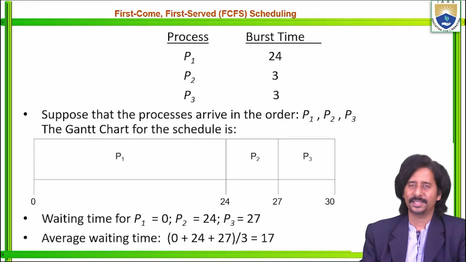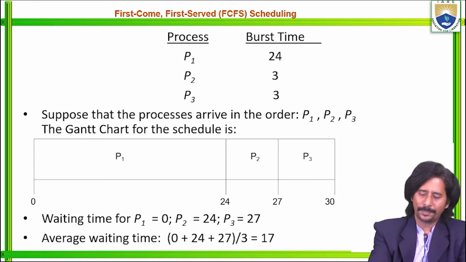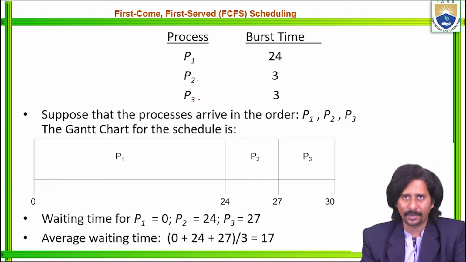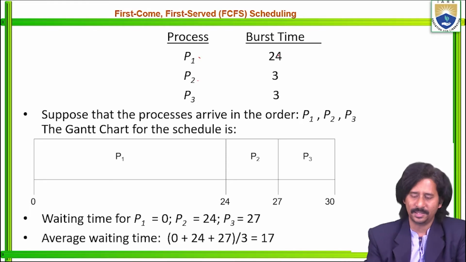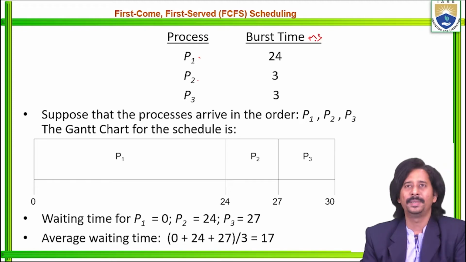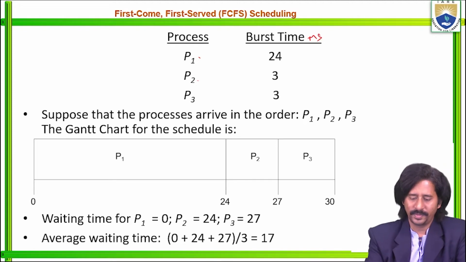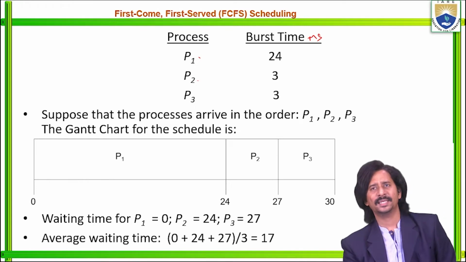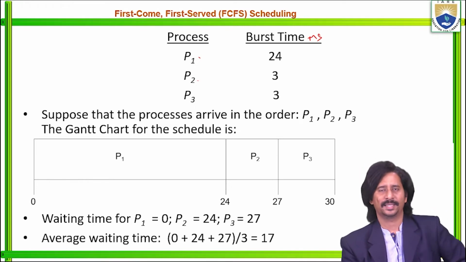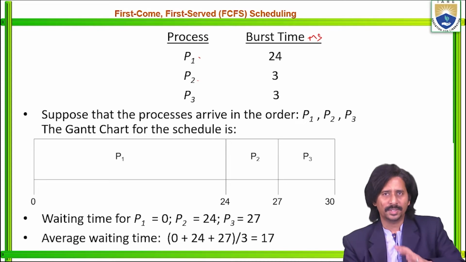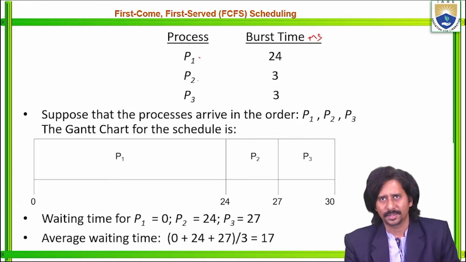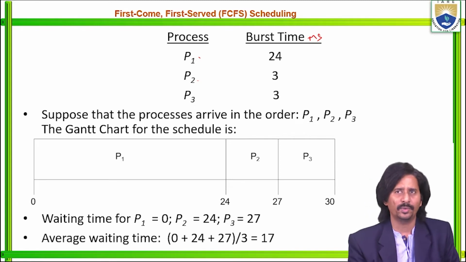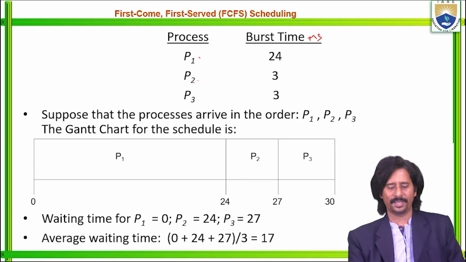Let us take a simple example to explain this algorithm. Process P1, process P2, process P3. We have three processes. The burst time for P1 is 24 milliseconds, for P2 it is 3 milliseconds, and for P3 it is 3 milliseconds. Burst time is nothing but the total execution time of that particular process.